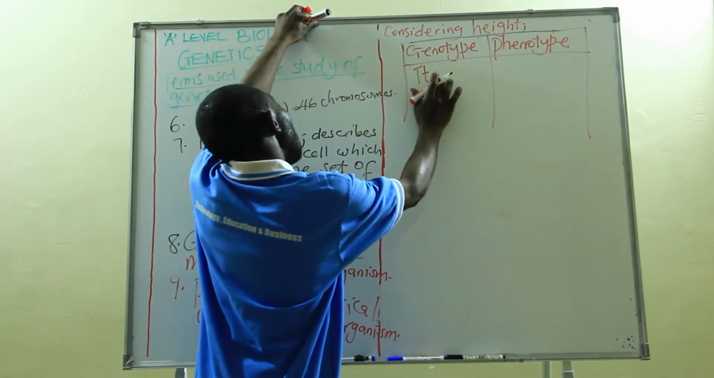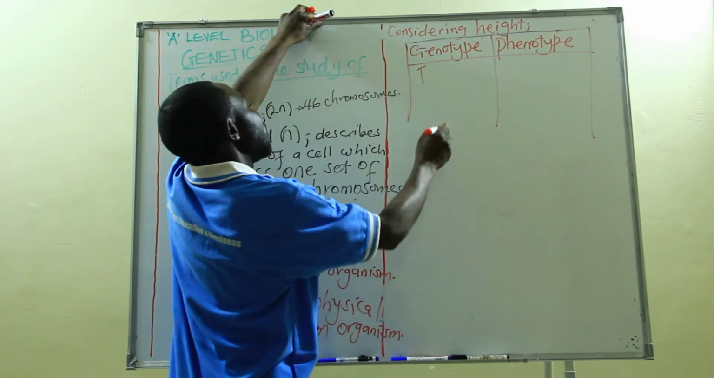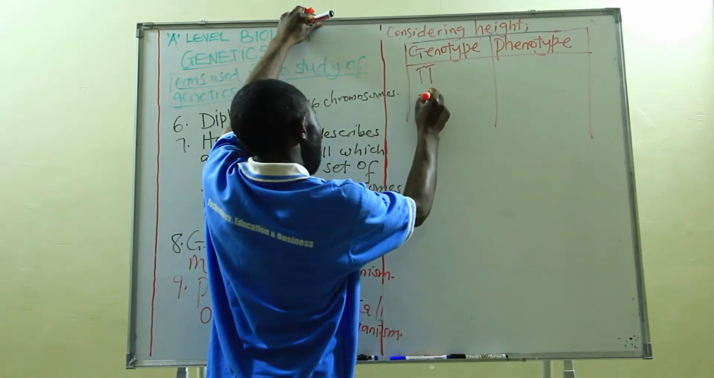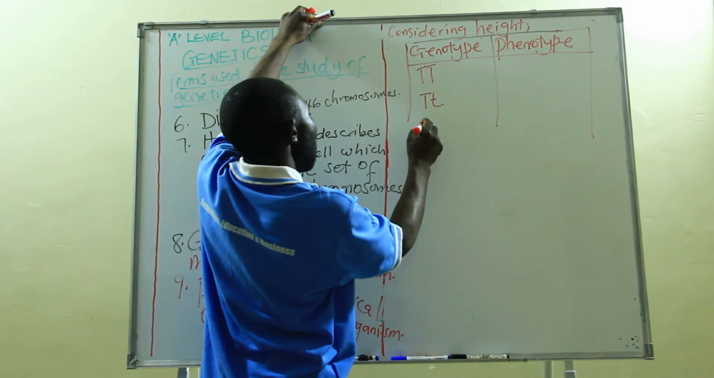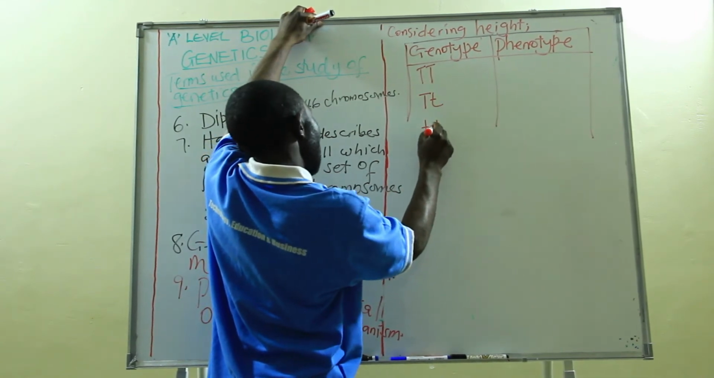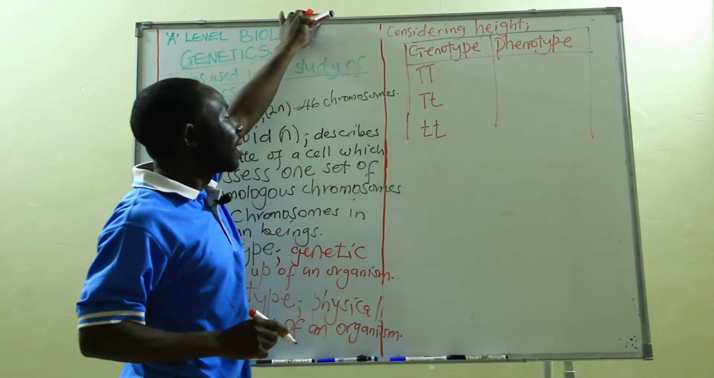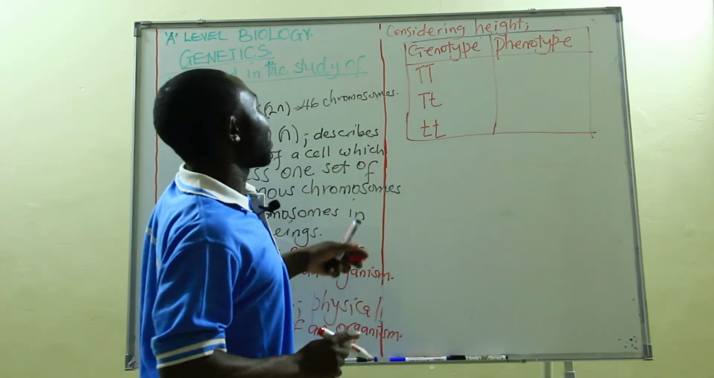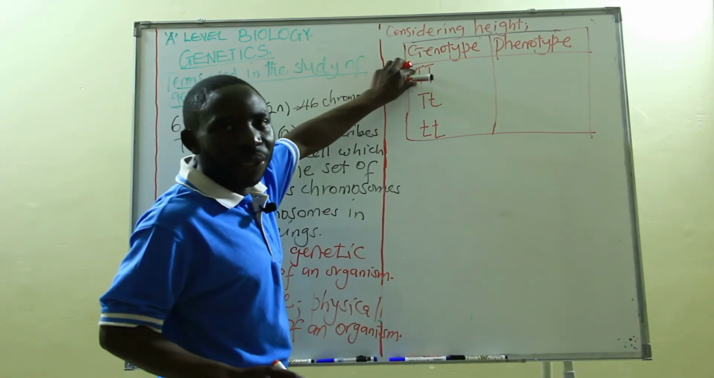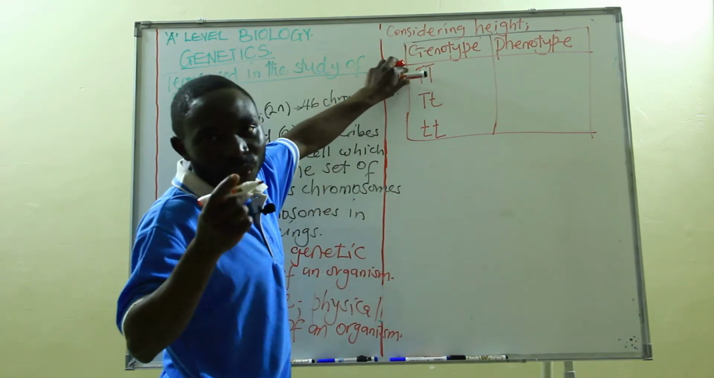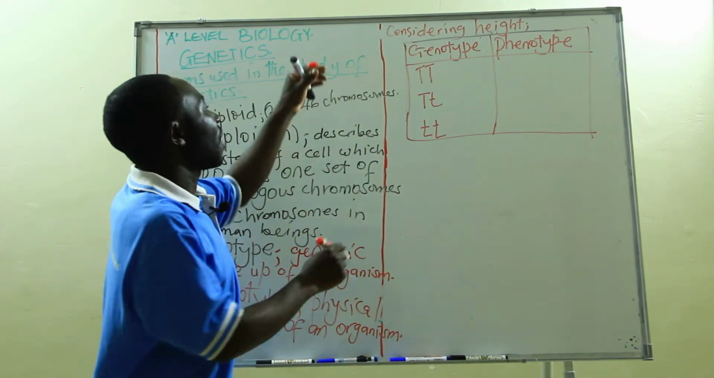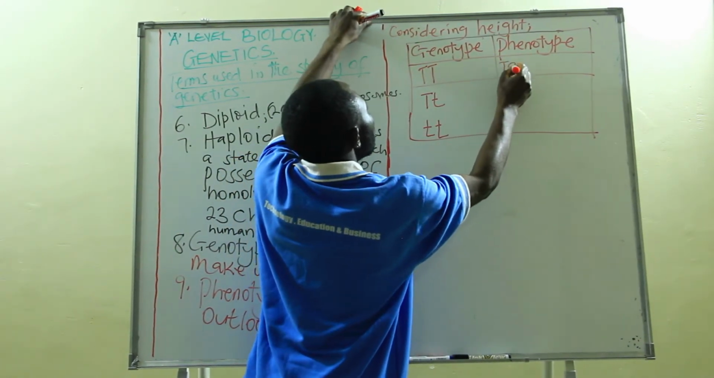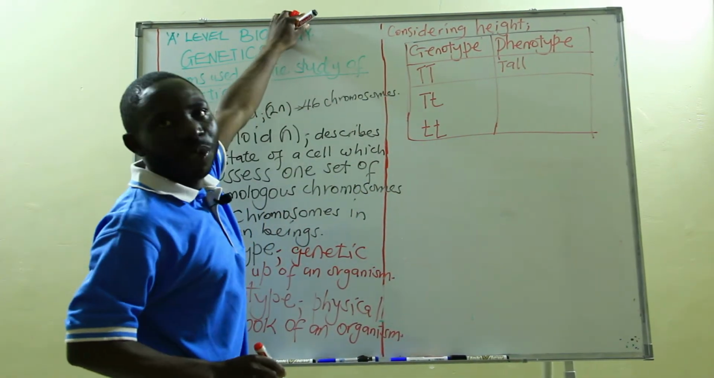So now, if we have genotype TT, then we have another one as capital T, small t. Then we have another genotype comprising of small t, small t. Then we say that the first individual is homozygous dominant for tallness, in which case this individual is a tall individual. So the phenotype is tall.